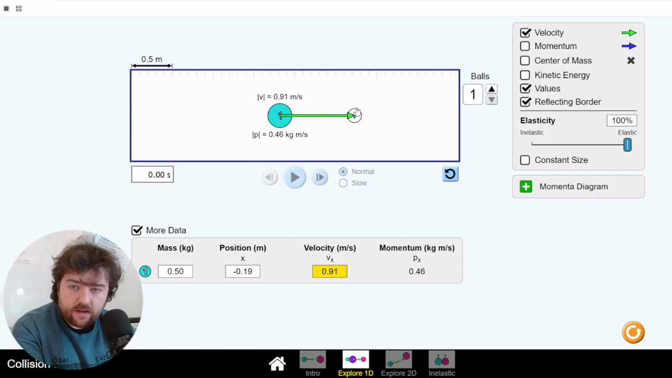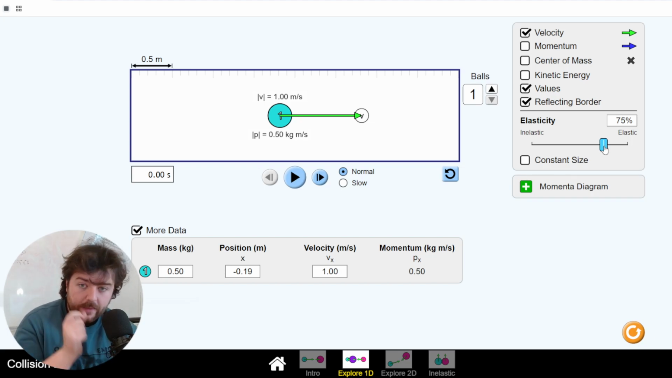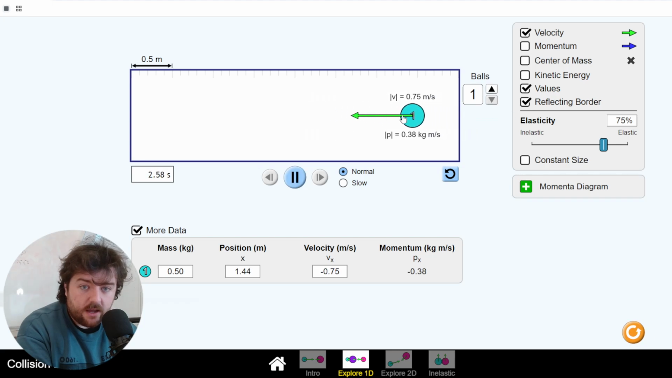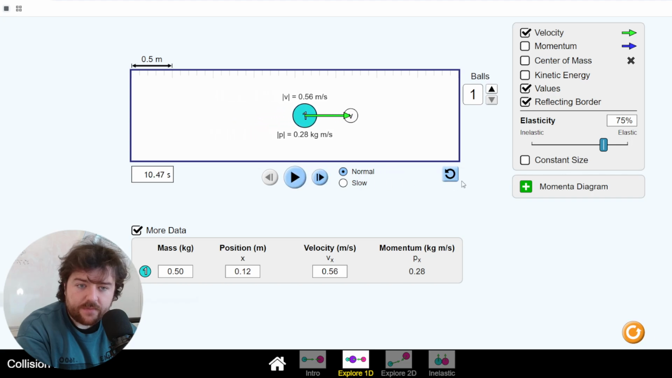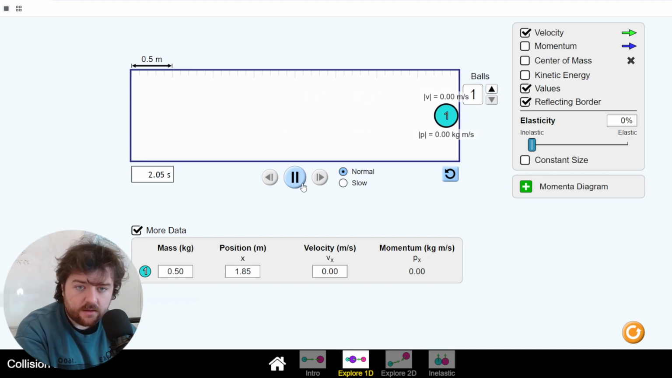So what if my coefficient of restitution was 0.75? That means my rebound speed should be 0.75 meters per second. So let's have a look. And it is here, so it's going a bit slower. Then when it hits off this wall, it should decrease again, another 0.75. Now, if it's perfectly inelastic, my coefficient of restitution is 0, it should just stick to the wall. That's it. It loses all of its kinetic energy. How fun.